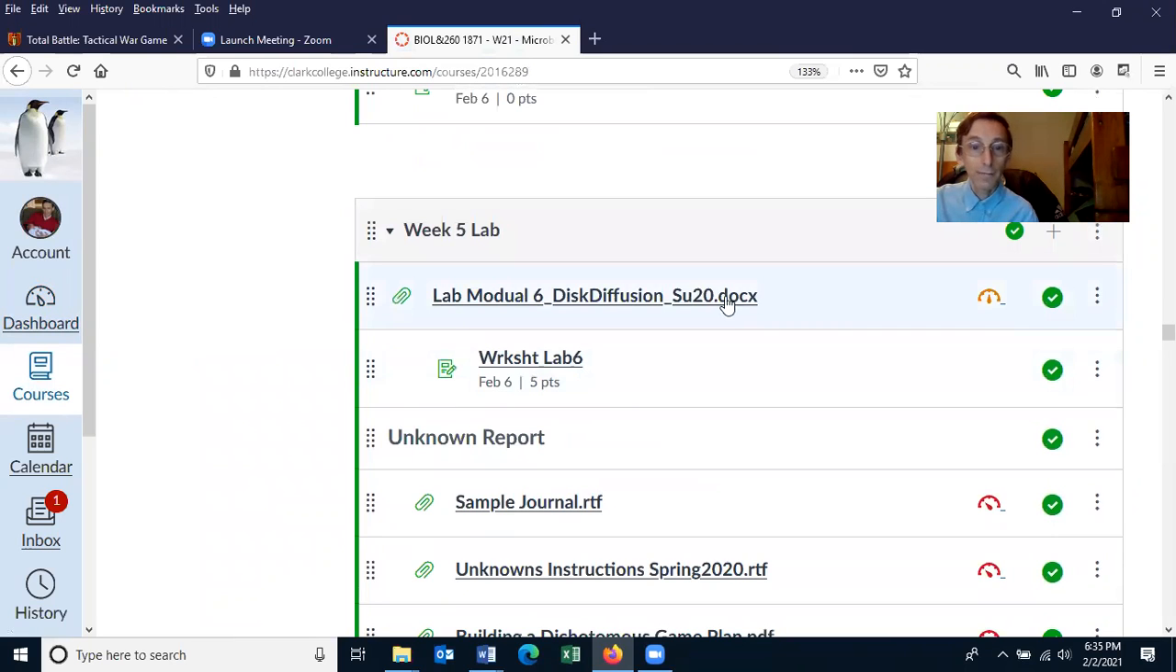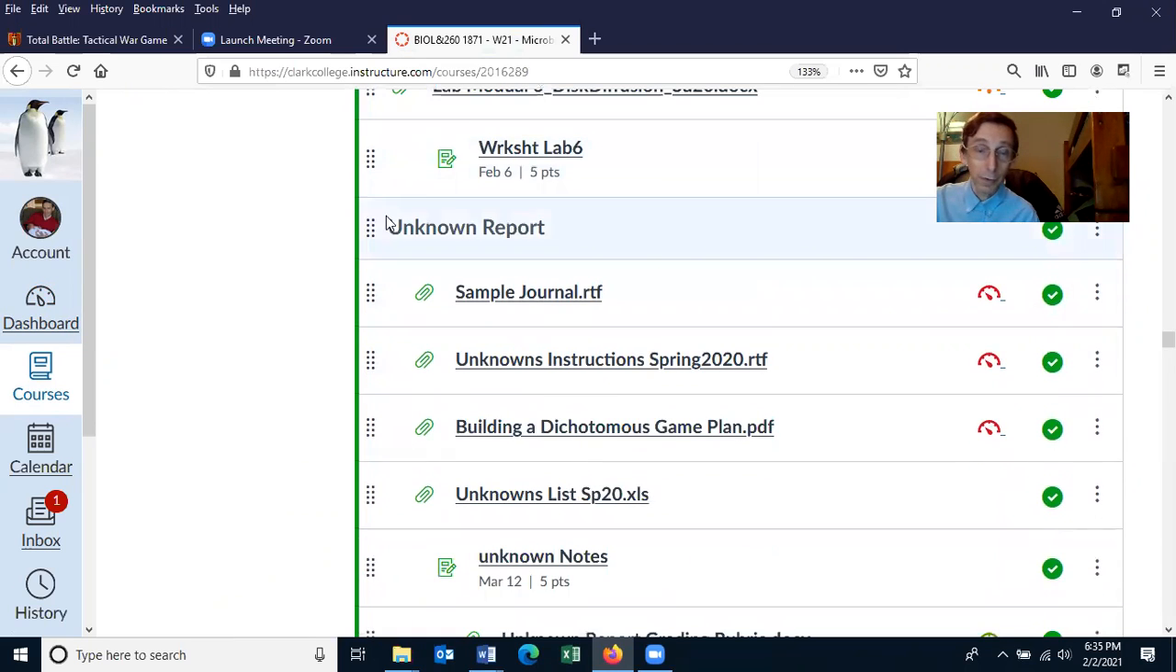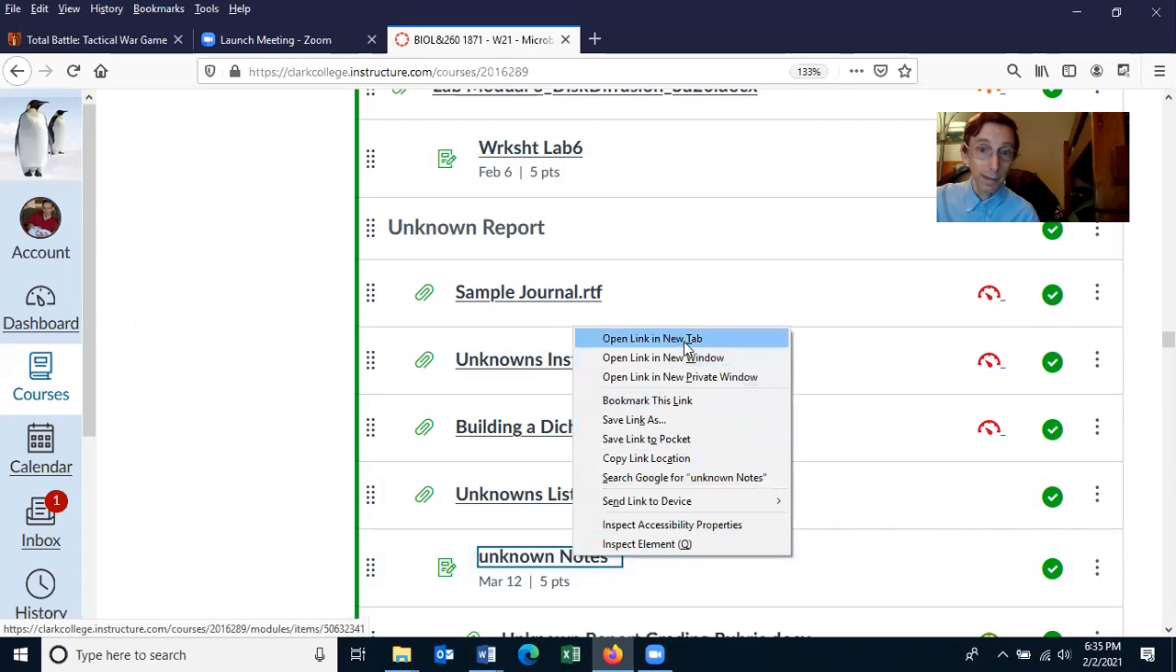So under week 5 lab, we're doing lab module 6 today, and there's the worksheet to turn in. And then underneath that, I've got the unknown report, and hopefully you've taken a look at the unknown instructions. I'm going to briefly talk about them. When you're doing your unknown project, you should start recording things in your unknown notes. Let me open that.